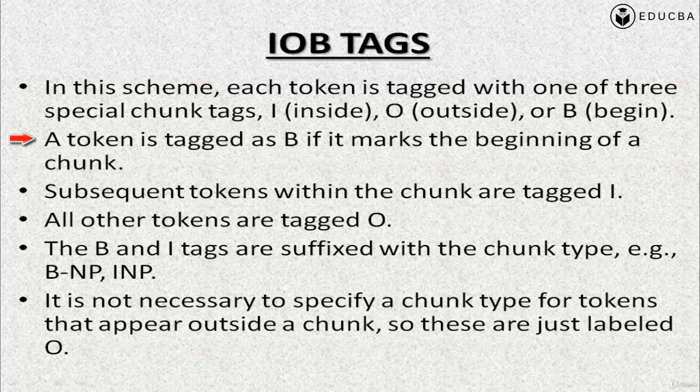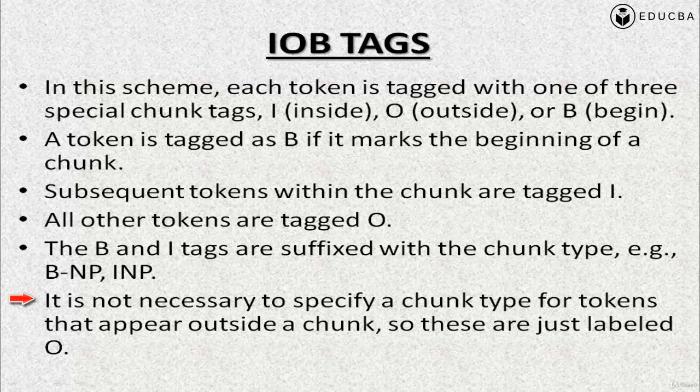A token is tagged as B if it marks the beginning of a chunk. So if a token is marking the beginning of a chunk, then we represent it as B, that is begin. Next, subsequent tokens within the chunk are tagged I because they are inside. Next, all other tokens except begin and inside, we represent using O, that is outside. The B and I tags are suffixed with a chunk type, for example B-NP, I-NP.